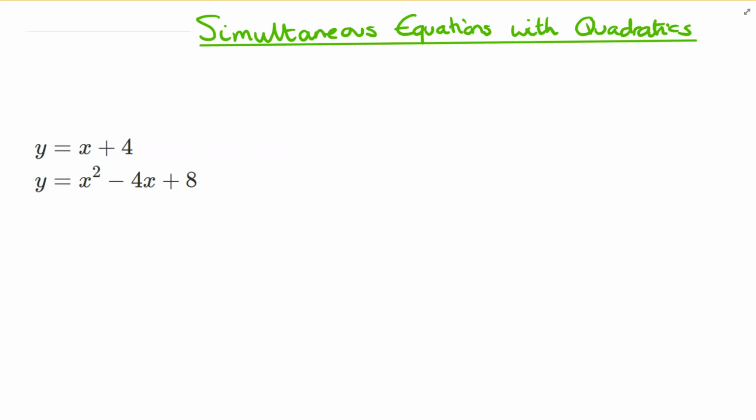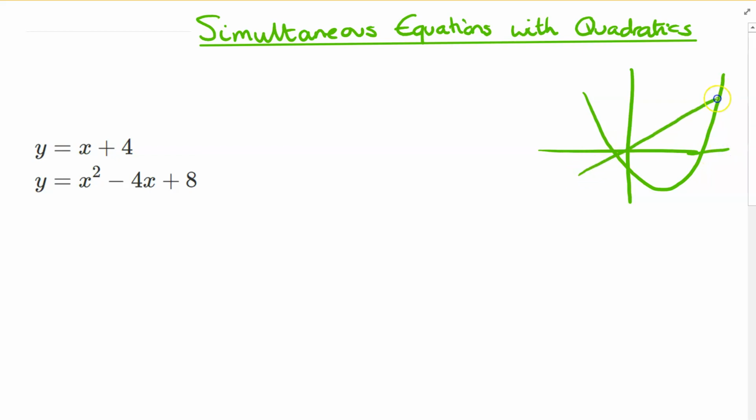We'll get cracking. So what you're actually doing when you solve one of these simultaneous equations is, if you imagine you've got a quadratic curve somewhere like that and a linear graph, you are finding the 2 points of intersection. Because they're a coordinate, you do need both the x and the y values.